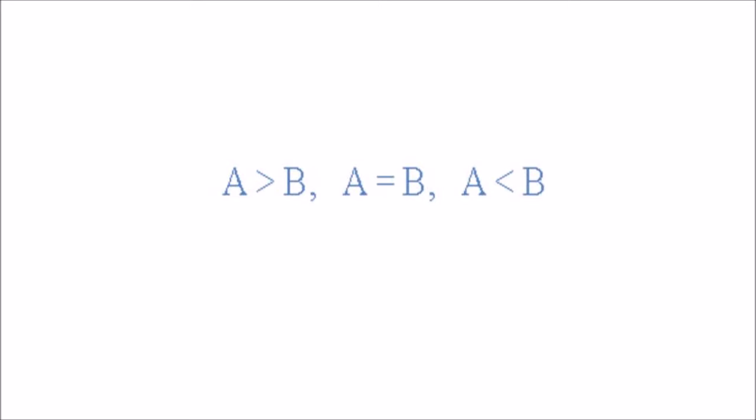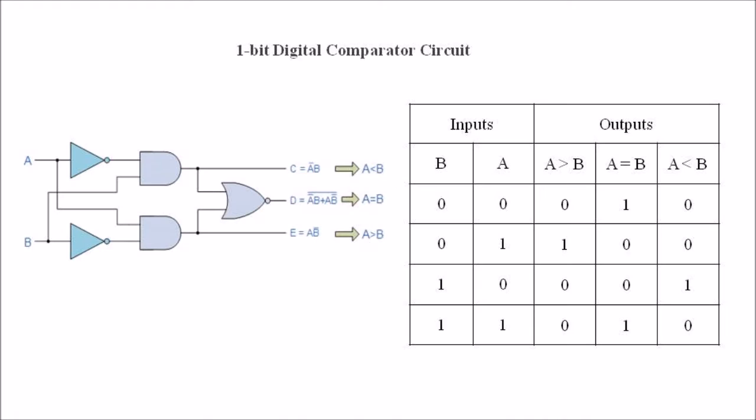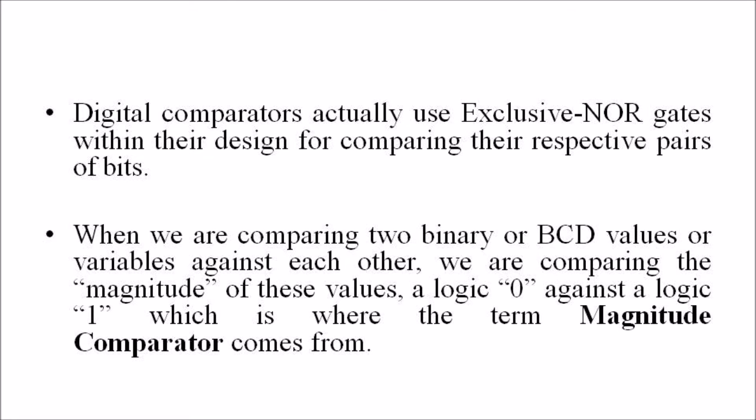Now we are considering a 1-bit digital comparator circuit. Firstly, the circuit does not distinguish between either 0-0 or 1-1 as an output. A is equal to B is produced when they are both equal, either A equals B equals 0 or A equals B equals 1. Secondly, the output condition for A is equal to B resembles that of a commonly available logic gate, the exclusive NOR or XNOR function on each of the n bits given. The digital comparator actually uses exclusive NOR gates within their design for comparing their respective pair of bits.